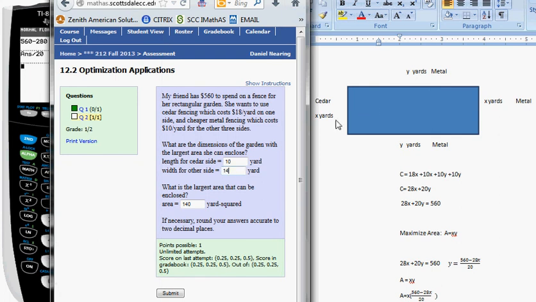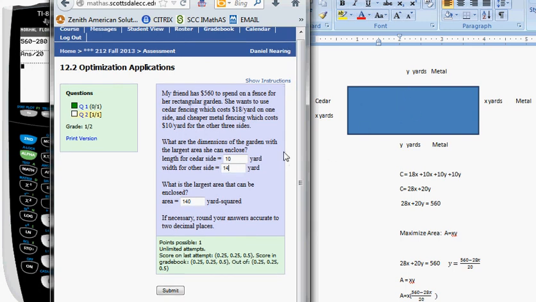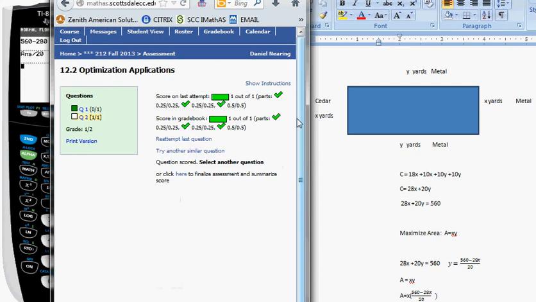So my picture isn't really to scale. I mean, if this is 10, how can this long side here be 14? But I didn't know what the answer is going to come out to be ahead of time. So hopefully if we submit this, we get green all the way across. Part 1 we got green, part 2 we got green.